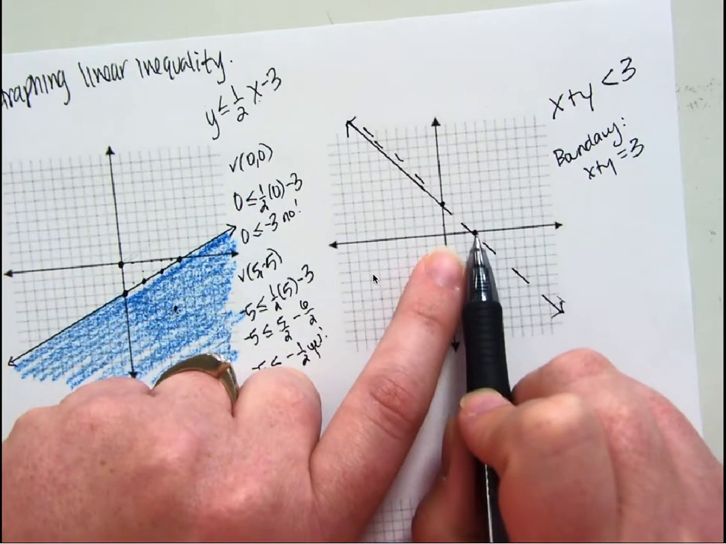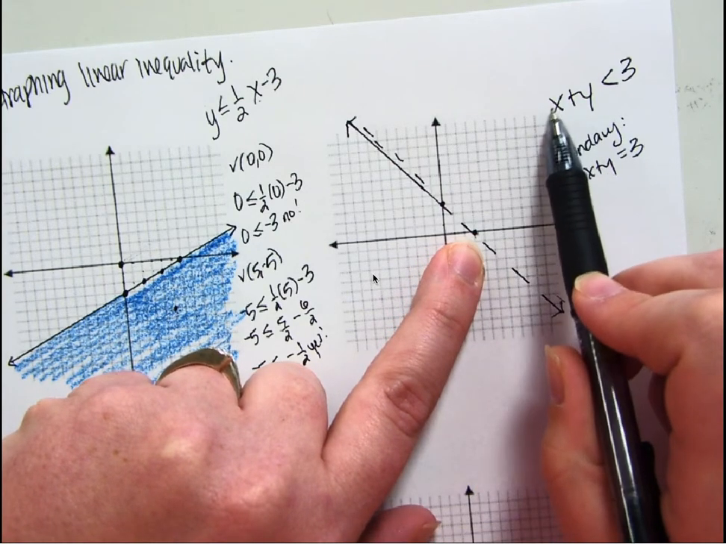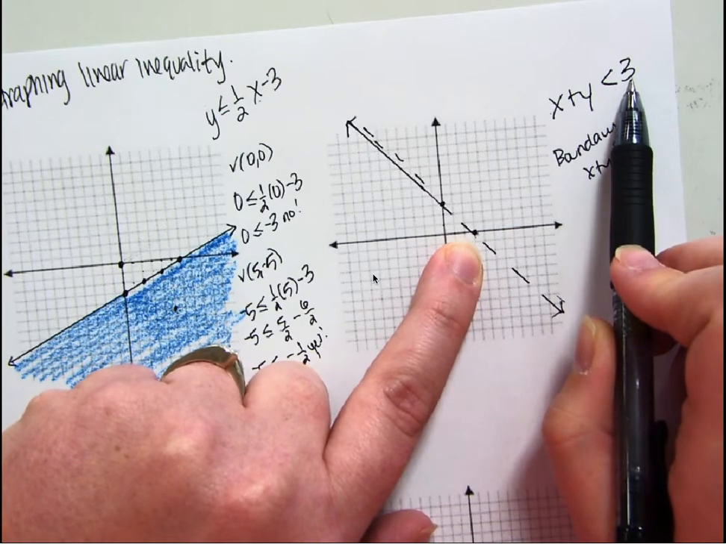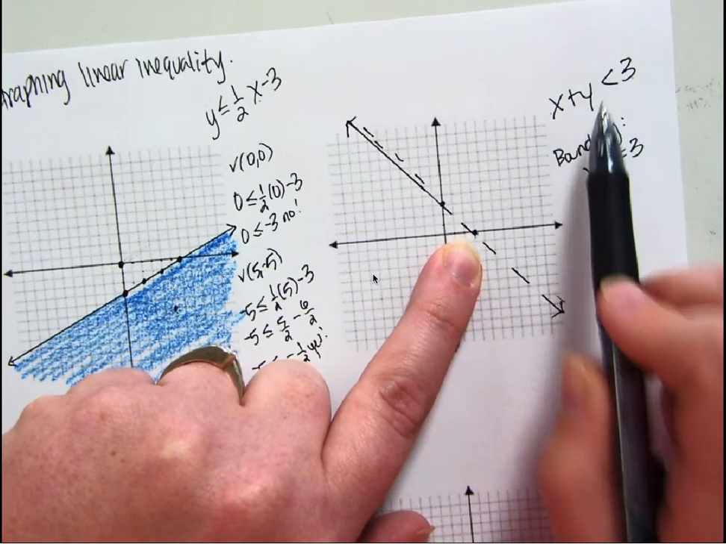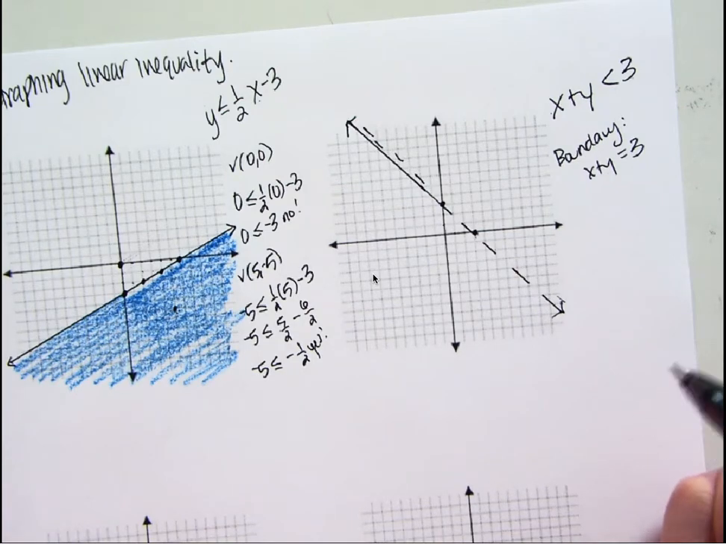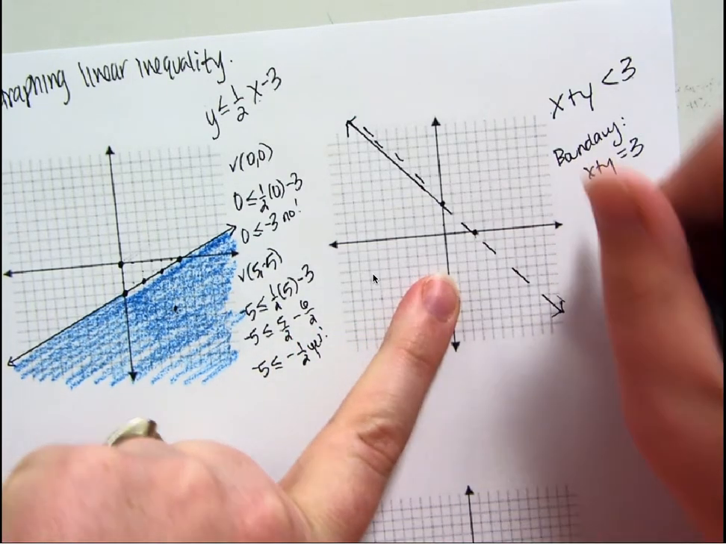So if we tried like 3, 0, is 3 plus 0 less than 3? No, it's actually equal to 3. So if it's strictly less than, then we want to use a dotted line. Okay, from here we want to test a point.